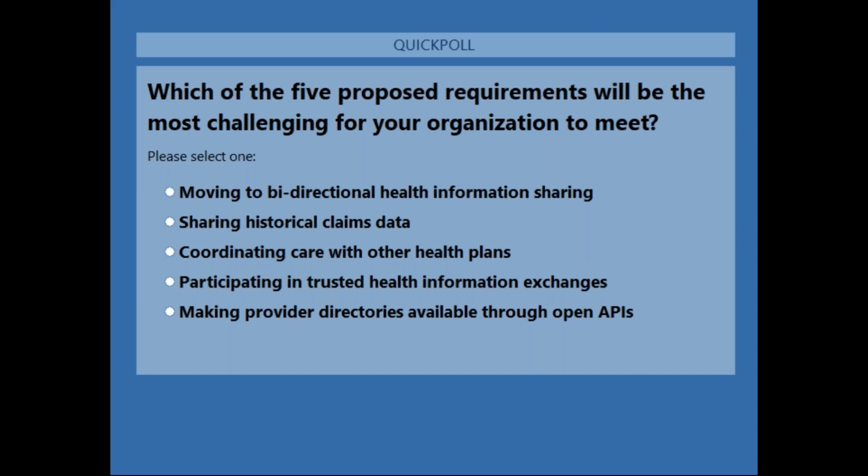So which of the five proposed requirements will be the most challenging for your organization to meet? A would be moving to bidirectional health information sharing. B would be sharing historical claims data. C would be coordinating care with other health plans. D would be participating in trusted health information exchanges and making provider directories available through open APIs.